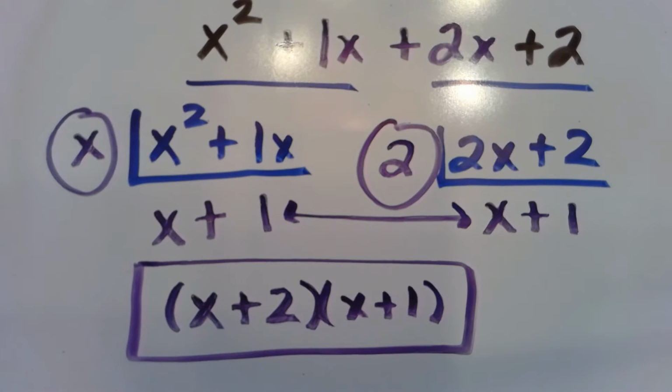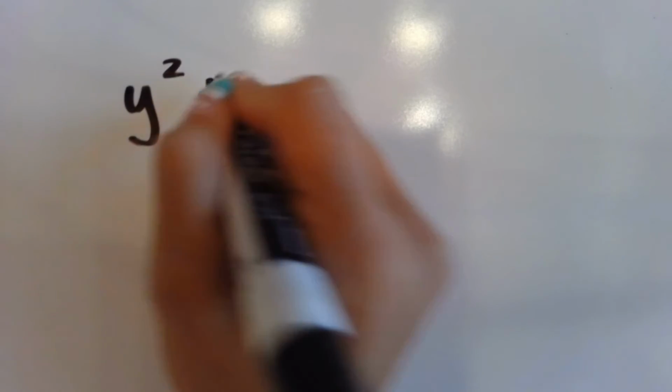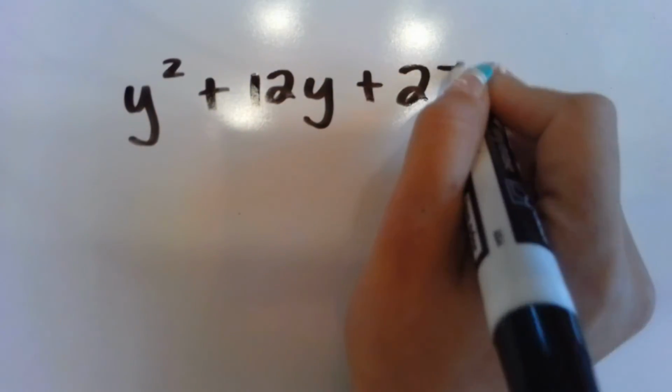I am going to go ahead and show you another example. I'm going to erase my board and do another example. So, the next example I'm going to show you is y squared plus 12y plus 27.